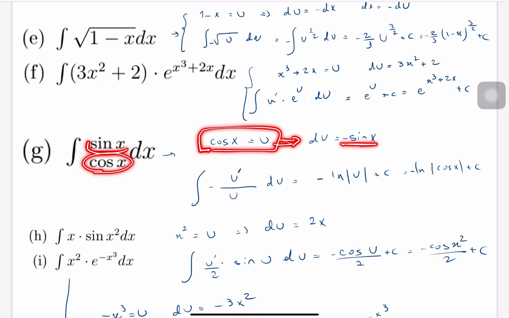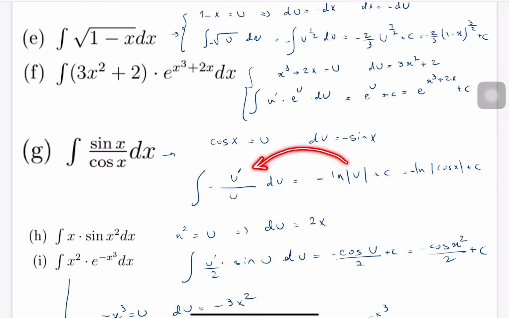Then we can see here we have a derivative of u, u prime, with the minus sign, and we have a u, because cosine x is u. Now it's very easy, because the integral of this will be minus ln u, because the negative sign is here. It's very easy, okay? Because if you inverse the equation and use this equation, we can find this opposite in derivative.